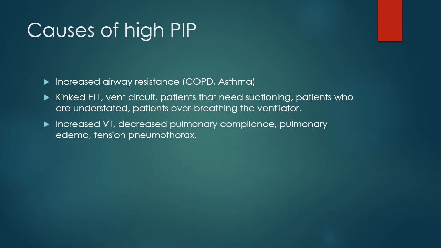And then if you've set a volume that's too high because you overestimated that person's height, that could lead to a high PIP alarm. Anybody who has decreased compliance, so those are your really sick patients where their lungs are no longer able to comply with the volume you're giving them. People who are fluid overloaded, they have a lot of pulmonary edema, dialysis patients who have pulmonary edema from that, those patients are going to have high PIPs, and then a tension pneumothorax. So these are all the specifics of what could cause high PIP.